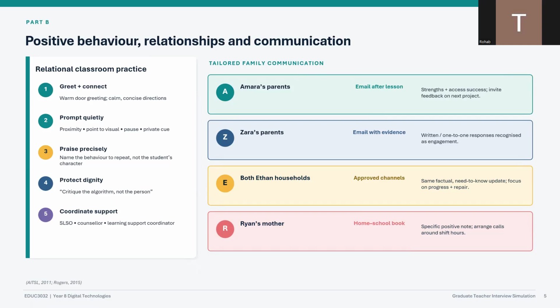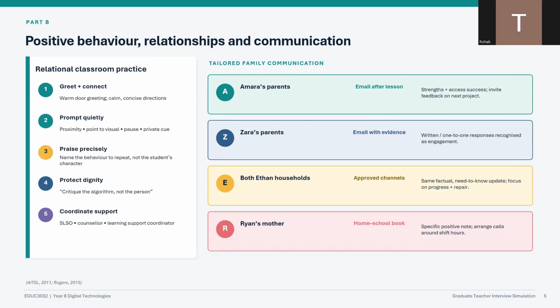Positive behavior and relationships and communication that will be promoted in the class. For example, during peer testing, the communication norm would be critique the algorithm, not the person. For example, non-verbal strategies would include proximity, pointing to the visual step, a pause, and agreed private cue. Family communication is differentiated as well after the lesson.